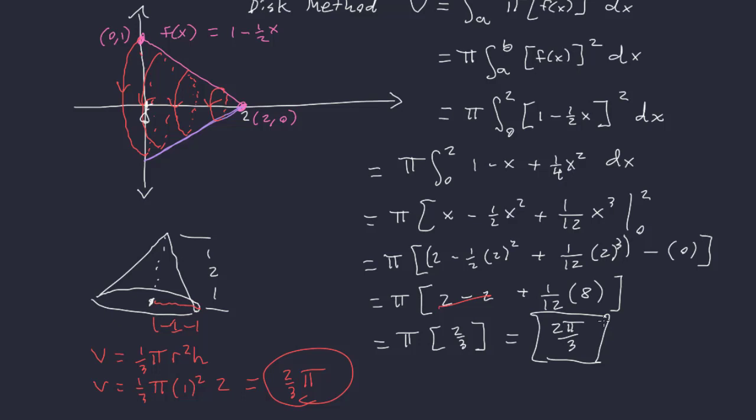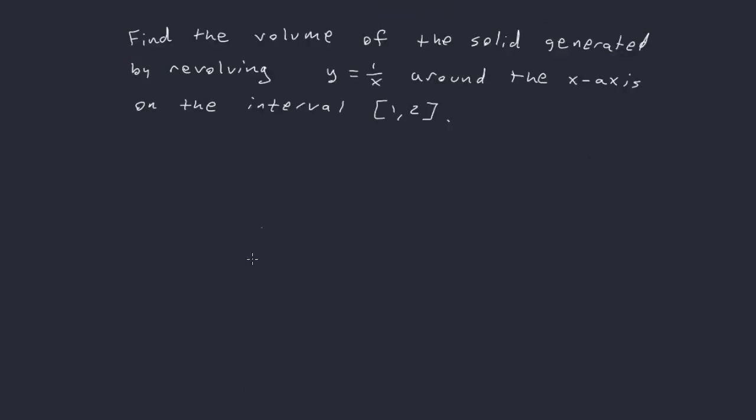Well, of course, we probably wouldn't use this method just to find the volume of a cone. What we would do instead is use it for more unwieldy shapes. So let's take a look at something like that. All right, so here we want to find the volume of the solid generated by revolving y equals 1 over x around the x-axis on the interval 1 to 2.